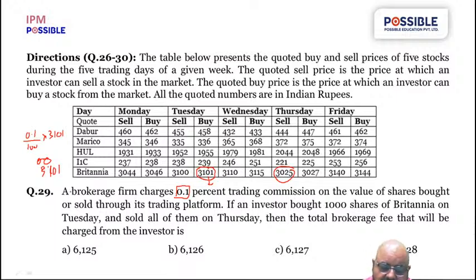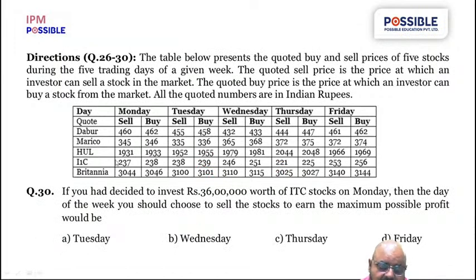The commission per stock on Thursday will similarly be 3.025. So the overall commission comes out to 6.126. Since there are 1,000 shares, multiply by 1,000, therefore option B becomes the answer. Again, not too much calculation involved.